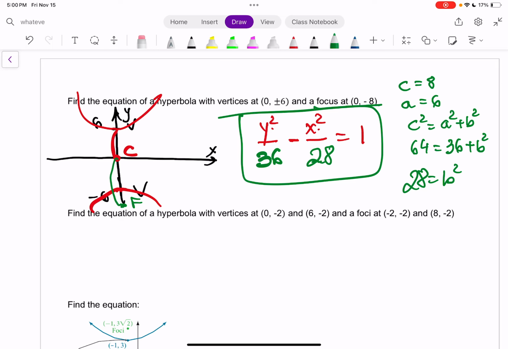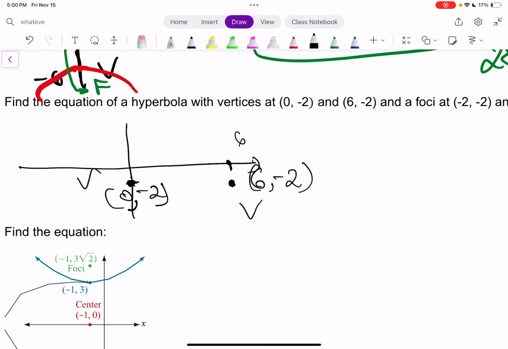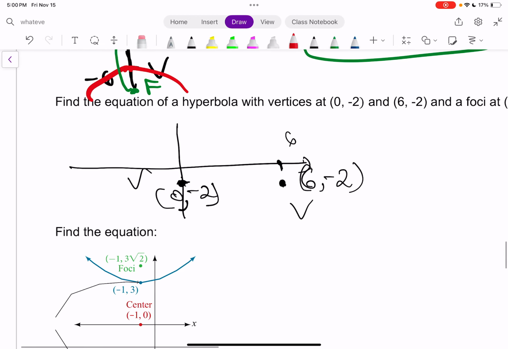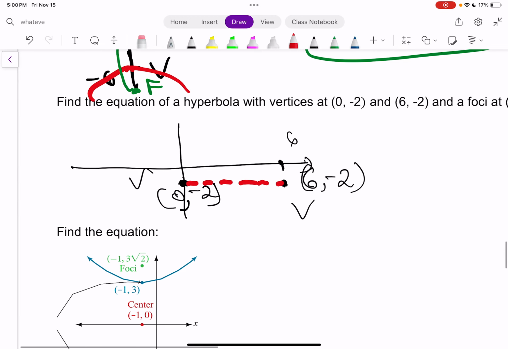Find the equation of a hyperbola with vertices at 0, -2, and 6, -2. So I have one vertex here and one vertex there. Okay, so therefore the center is halfway between them.